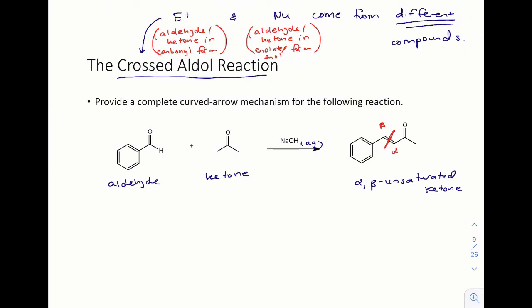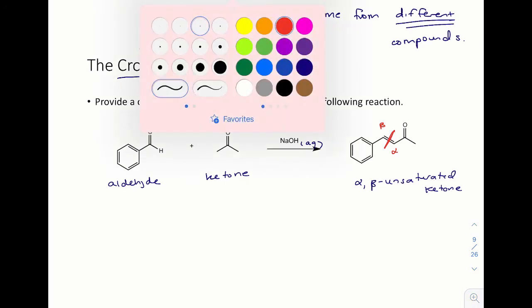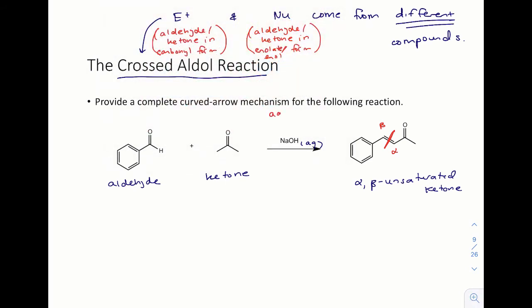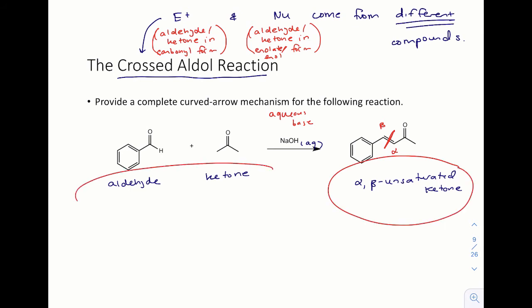As always, we begin by identifying the functional groups and the reactants and the products. We take a look at the conditions. We can see that the conditions are aqueous base. The alpha beta unsaturated ketone coming from reaction of an aldehyde and ketone under aqueous base suggests an aldol condensation.